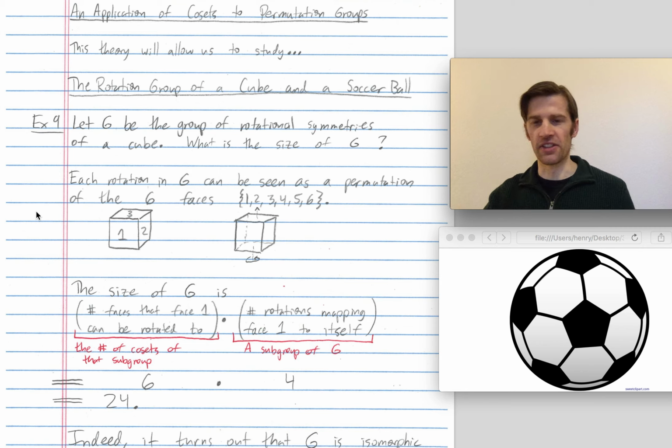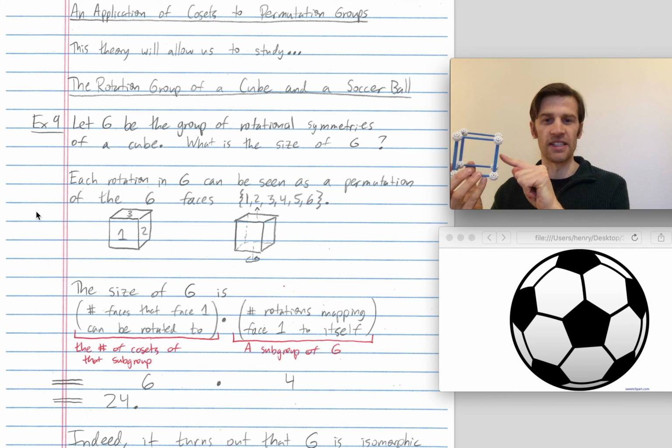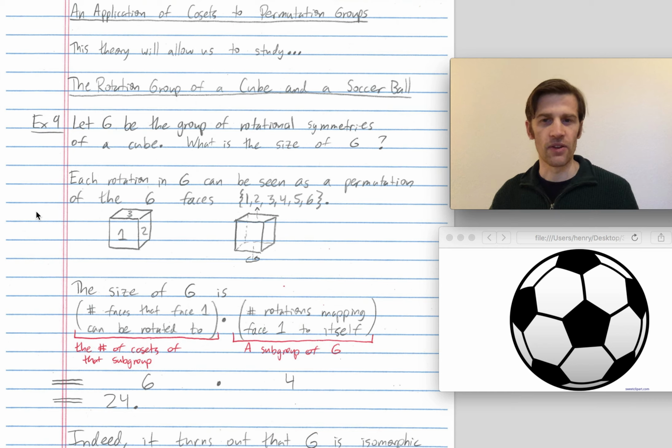All right, so this cube has 6 faces, and each rotation can be seen as a permutation of those 6 faces. So the 6 faces are getting swapped around. We're permuting the 6 faces. So maybe this is face 1, and as I rotate the cube, face 1 gets mapped to a different location.